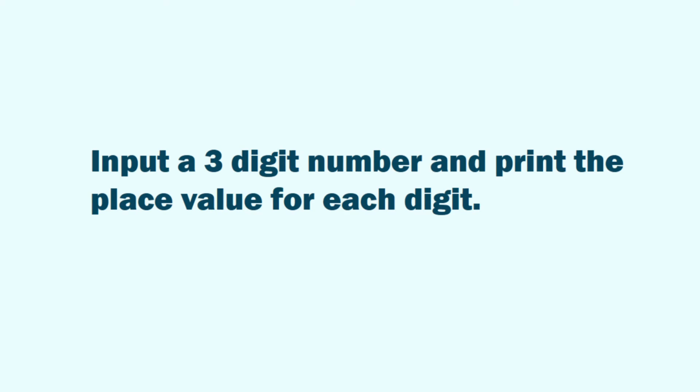Let's have this problem. Input a 3-digit number and print the place value for each digit. Example, if we input 345, the output would be 3 hundreds, 4 tens, and 5 ones.